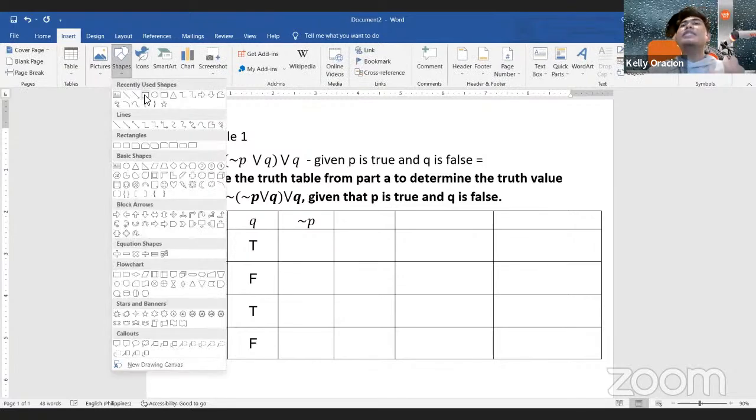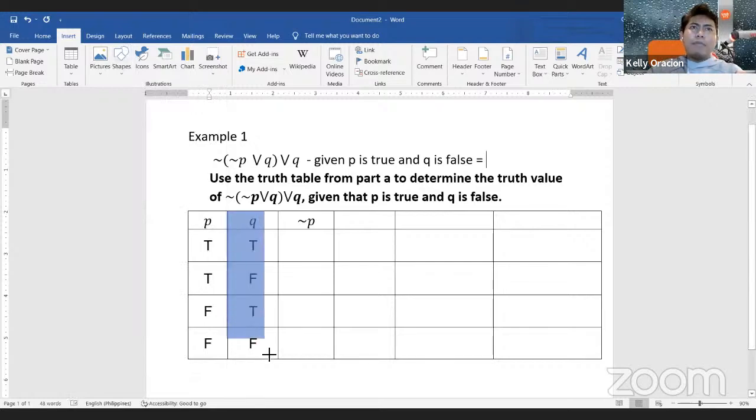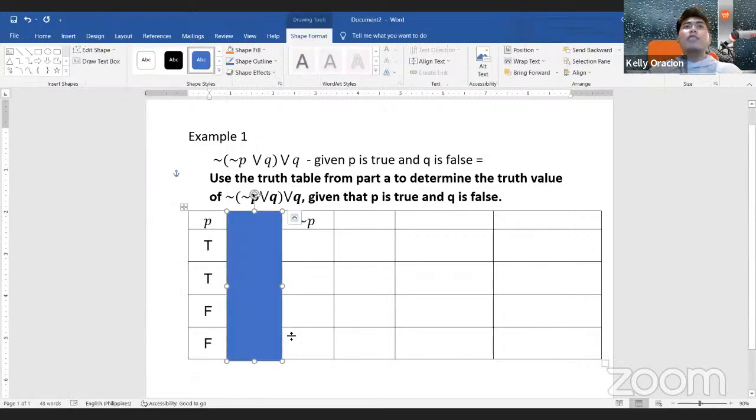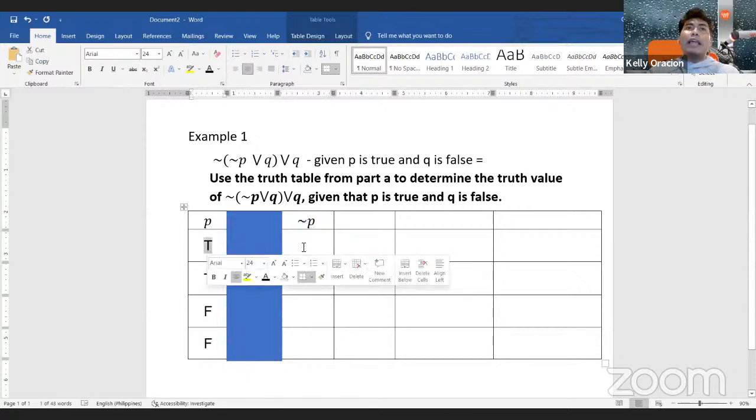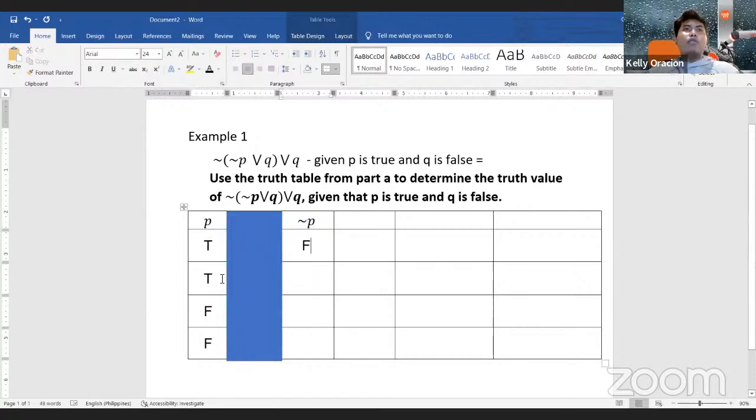By the way, class, I have this technique, di ba, yung tabon-tabon. Tabon na natin yung Q para hindi kayo malito, para ma-focus lang tayo sa P. Sige. So, this is the P. These are the values of the P. If the negation of P ang hahanapin natin, itong true magiging false, itong true magiging false, itong false magiging true, itong false magiging true. That's the negation of P. Okay, so yan. Diba easy lang? Easy lang.